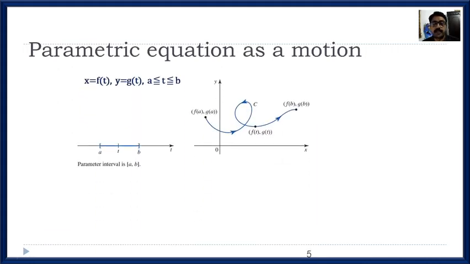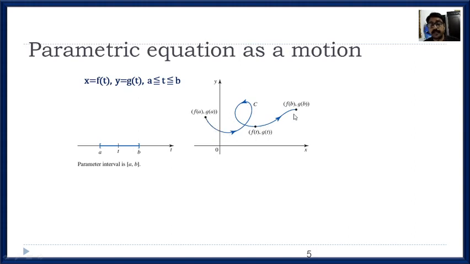Now this parametric equation can be imagined as actually a path traced by a moving object. It's a path of motion. Suppose x is equal to f(t), y equal to g(t), where t varies in the interval a to b. When t varies in the interval a to b, for each point in this interval, we are getting different points like this. And you trace all these points, you get a curve line. So the path traced by a moving object.